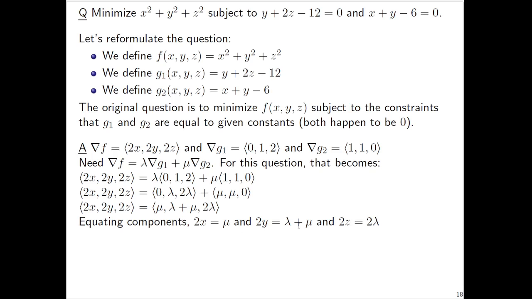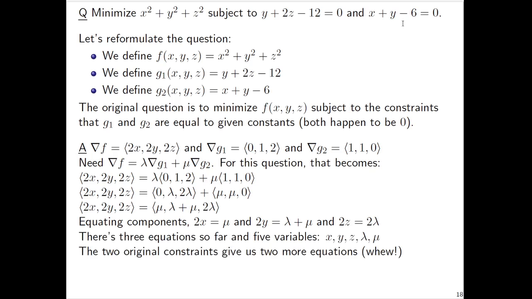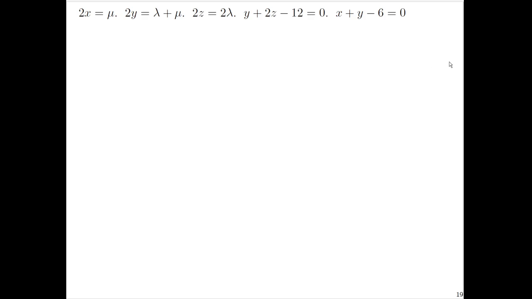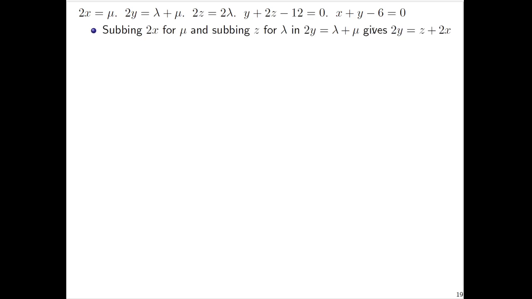So we have these three equations, and we also have two equations from the top. Right away in the question, there were two constraints. So there's three equations so far, 5 variables. The two original constraints gave us 2 more equations. So in the end, we have 5 equations, 5 unknowns. Okay, let's put them all at the top of the next slide, separated by periods. 2x equals mu, 2y equals lambda plus mu, 2z equals 2 lambda, y plus 2z minus 12 equals 0, as well as x plus y minus 6 equals 0. 5 equations, 5 unknowns. Here we go.